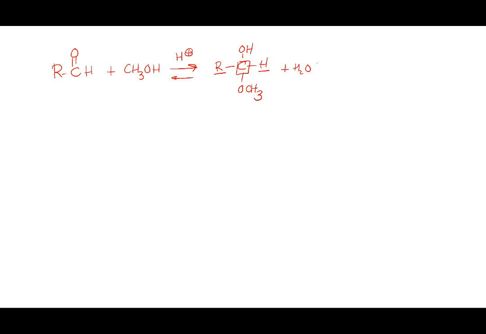And if you put electron withdrawing groups over on this carbon, then that stabilizes the product as well. Actually, it doesn't stabilize the product. It destabilizes the reactant and makes the equilibrium shift to the right. So 3 chlorines and you've got chloral hydrate. Okay.